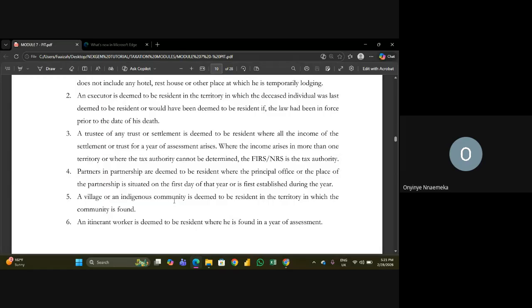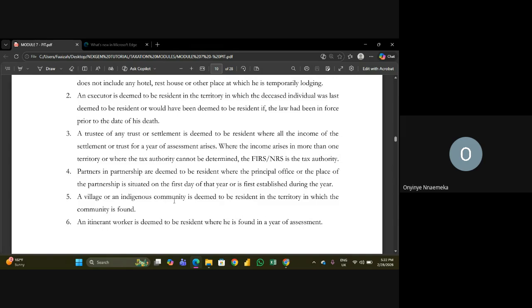But in a case where the income arises in more than one place, income is coming from Oyo, from Osun State, from Lagos State, from Abuja, then you know that there will be a fight on who will collect income. So in that case, the FIRS will be the tax authority. That is, the person will no longer pay to the state, but will pay to the federal government.